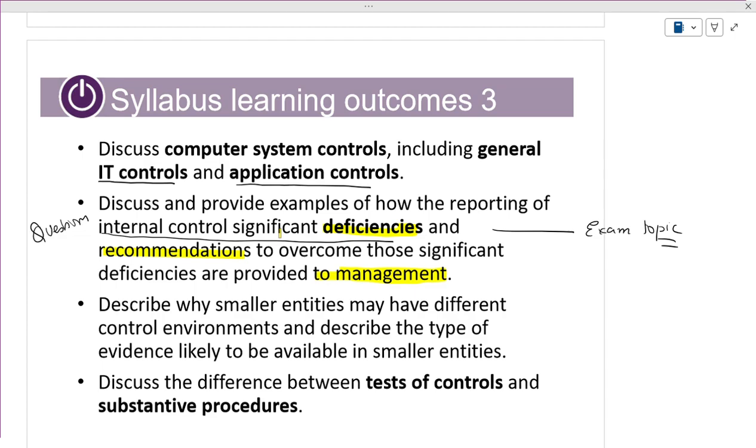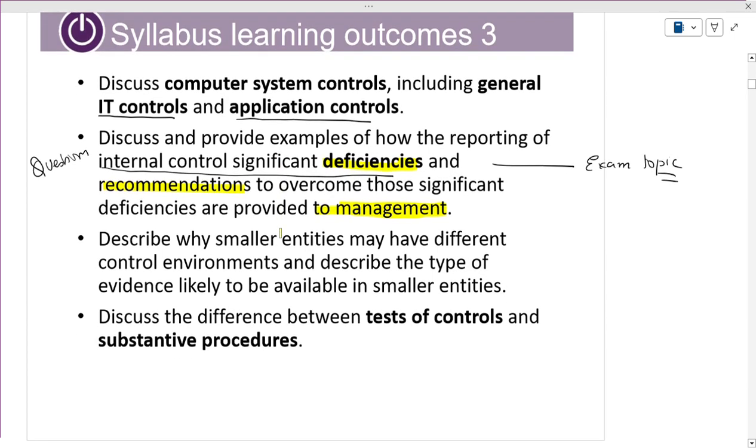Fine. Next, describe why smaller entities may have different control environments, and describe the type of evidence likely to be available for smaller entities. Smaller entities, definitely there is a bigger entity size. Okay, bigger size, listed companies, non-listed companies. Smaller entities, what are the issues, what are the problems, and how we should not ignore them. We have to provide solutions for the smaller entities. Discuss the difference between, again see the thing, the test of controls and substantive procedures. Now you can understand, if they are repeating this much, how important it is.